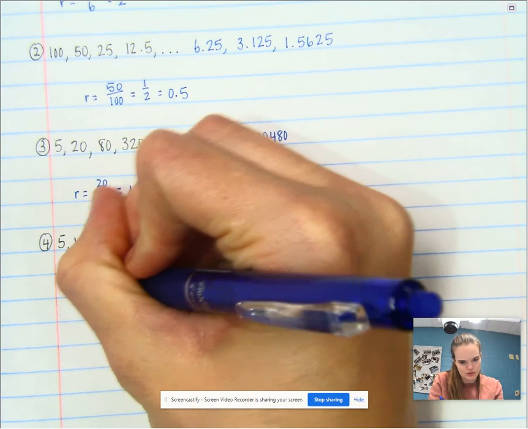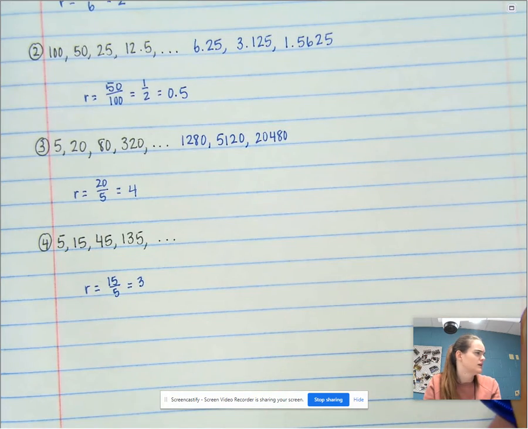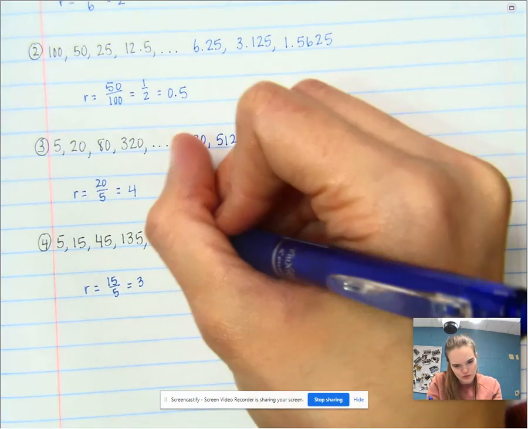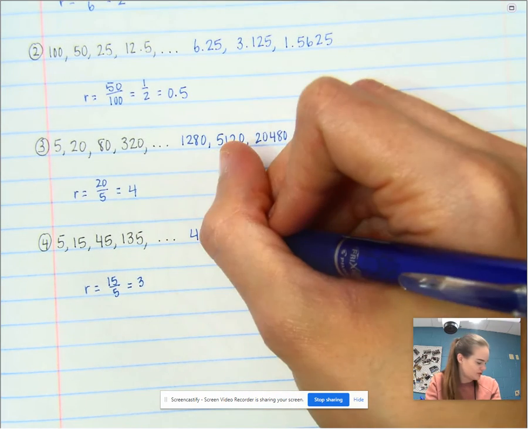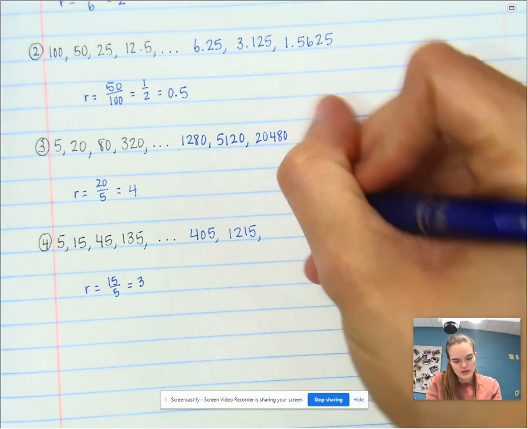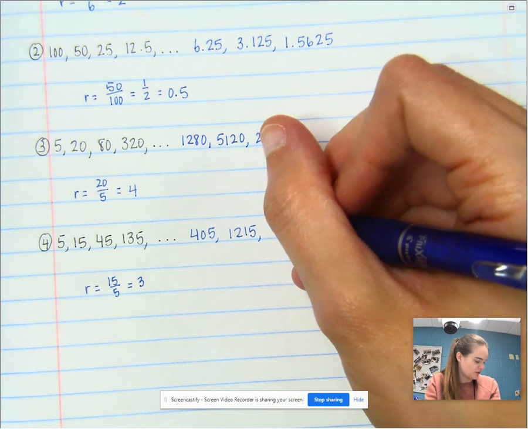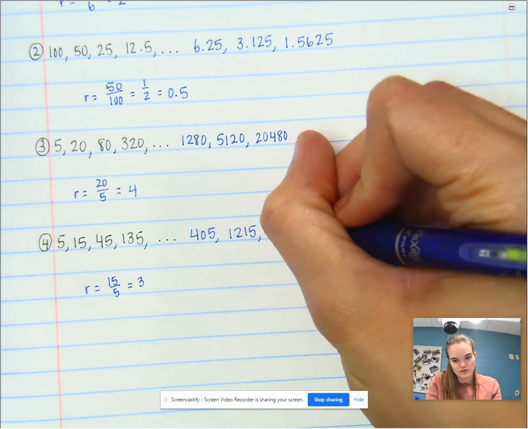Number 4, r equals 15 divided by 5, which is 3. 135 times 3 is 405. 405 times 3 is 1215. And 1215 times 3 is 3645.